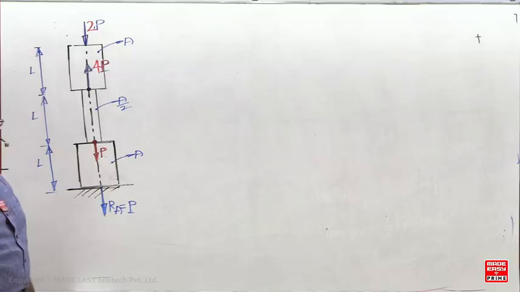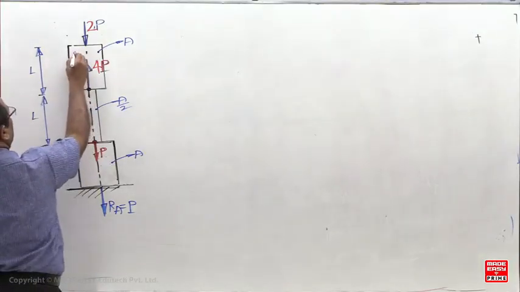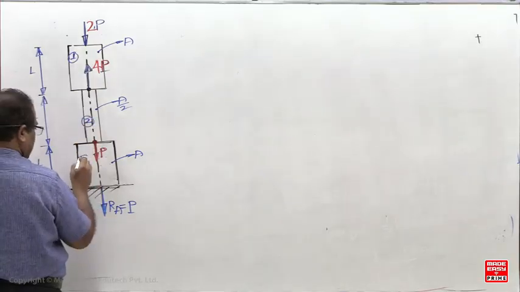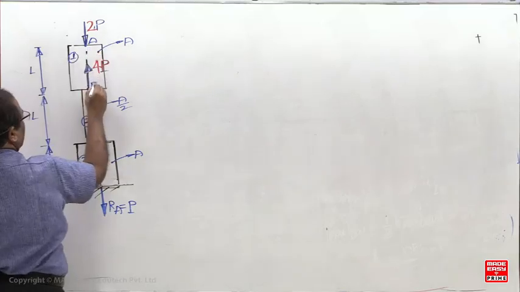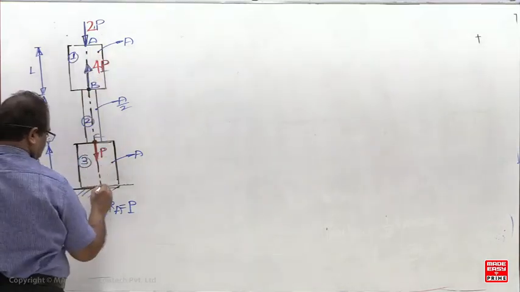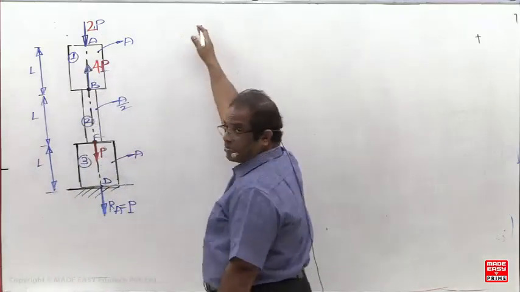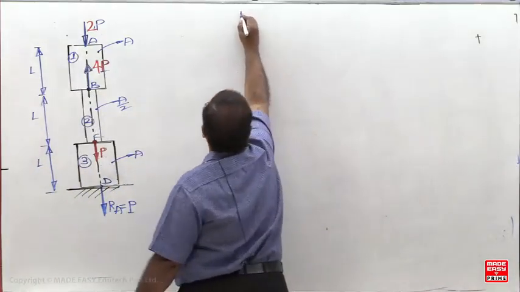Which method is better now? Section method is better. How many sections are required? Only one section. The first member, second member, third member. So directly, I am leaving some space. Finally I draw the ALD, but ALD is not required here now.